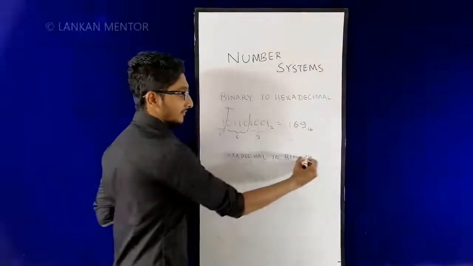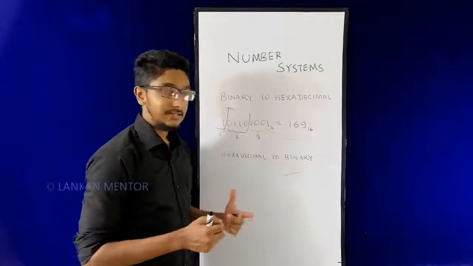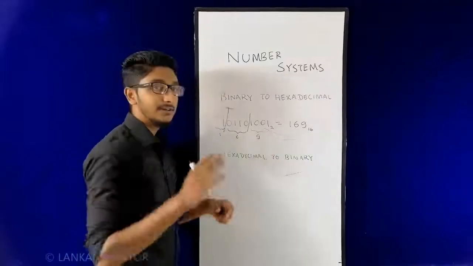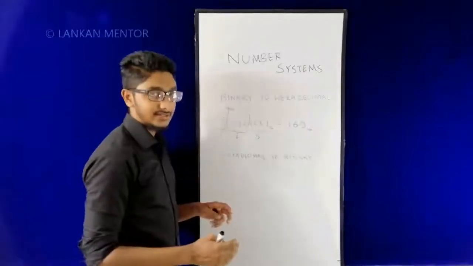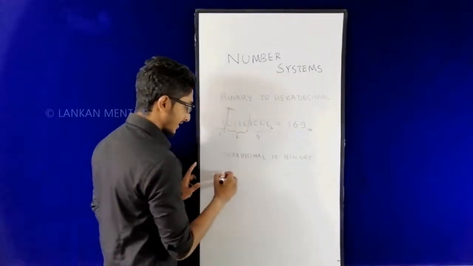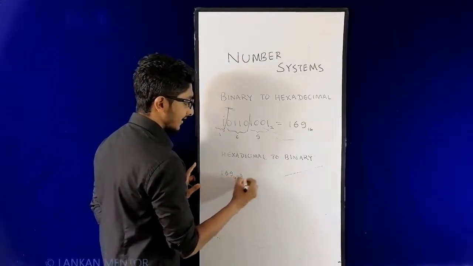Now, if you are converting hexadecimal to binary, again you can do the same thing but opposite. How? 169 base 16. Okay, so you are writing 169 separately. How?